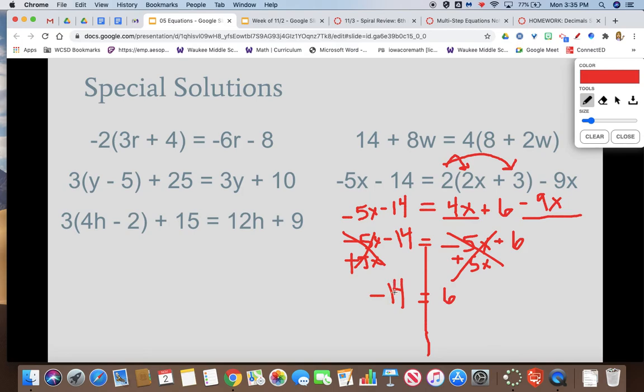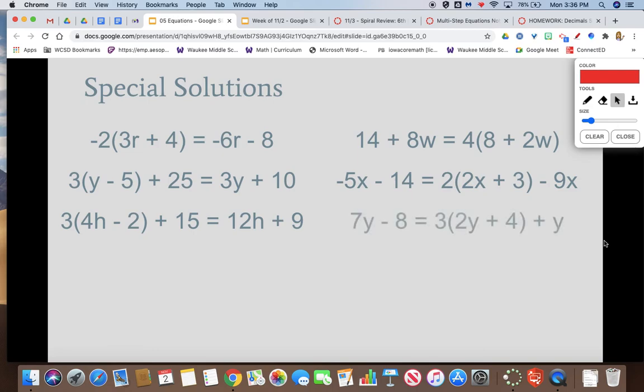Does negative 14 actually equal 6? No, and my variable disappeared. That's a signal to me when my variable has disappeared and canceled itself out. That's a signal this is a special solutions problem, either an all solutions or a no solutions. How do I figure out which one? Well, I ask myself if the ending piece is true. If this does not equal this, that is not true. That means this is a no solution. If it did equal that, that's when I know it's an all solution. So that means this equation does not have any solution that will work in place of x. No solution. That's what we're looking for if you can identify that.